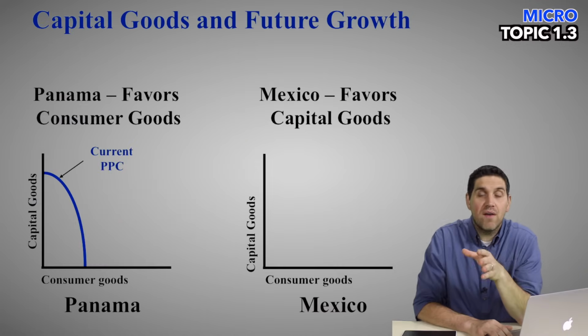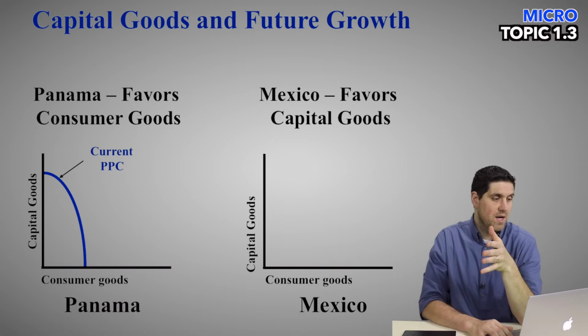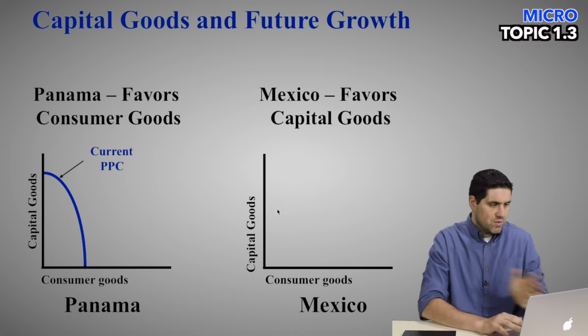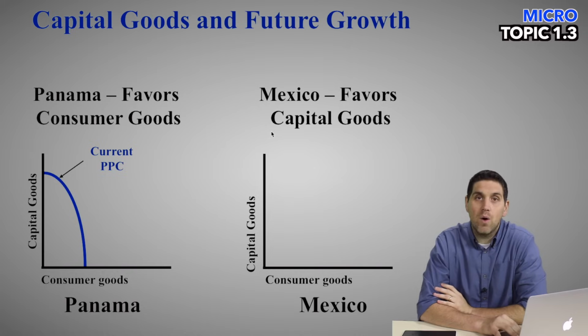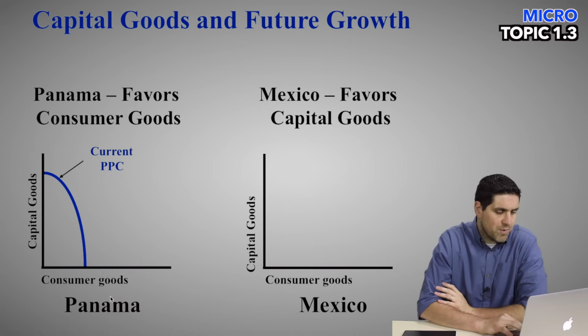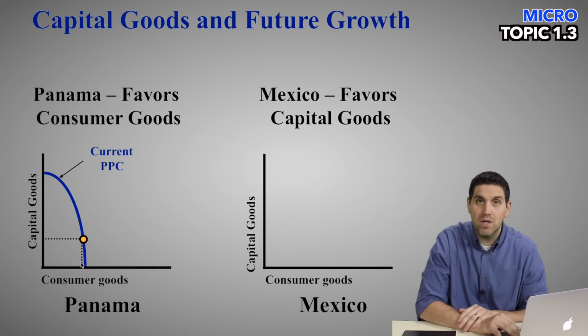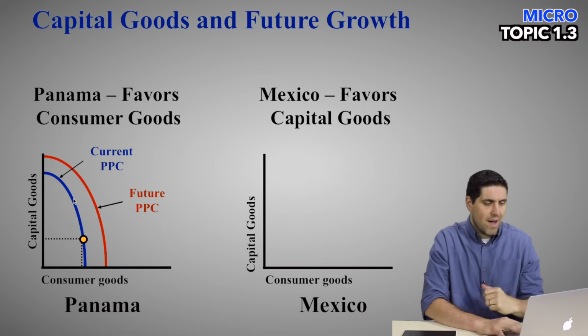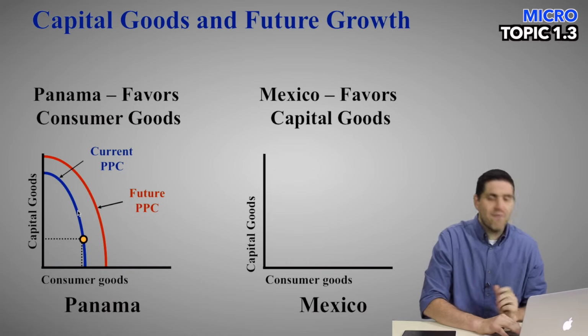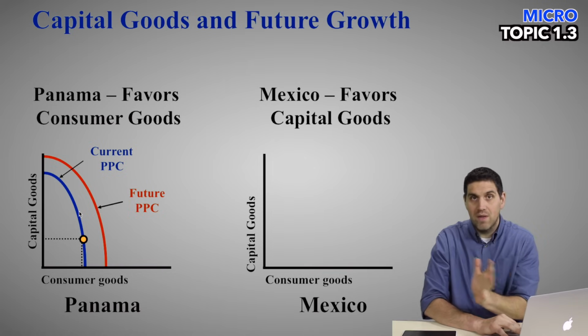One of the things I do want to cover is the idea of growth in the future. So take a look at 2 different countries. We've got Panama over here, we've got Mexico over here. Let's say here's the production possibilities curve for Panama. They can produce consumer goods and capital goods. Let's say they're producing a certain combination, which is producing a whole lot of consumer goods. Now their future growth curve, I'll put right here, is out here. Right? So they'll have growth over time, they'll be able to produce more in the long run.